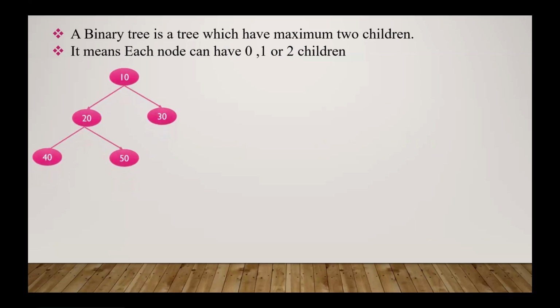So let us take an example. This is a binary tree because here the root is 10. The root node has 2 children, left and right, 20 and 30. 30 does not have any children, but 20 has two children, 40 and 50. For example, we have to implement this with the help of the C language.